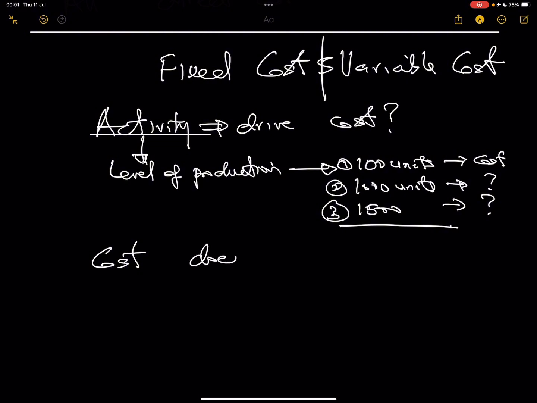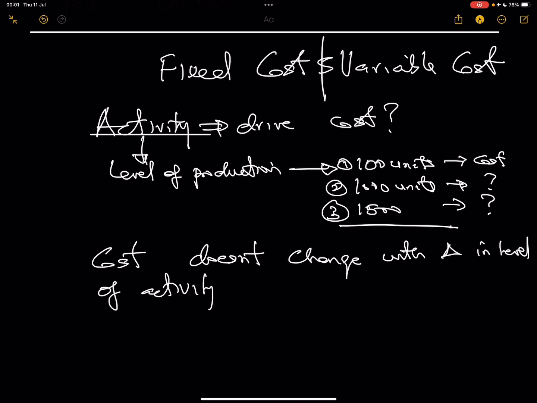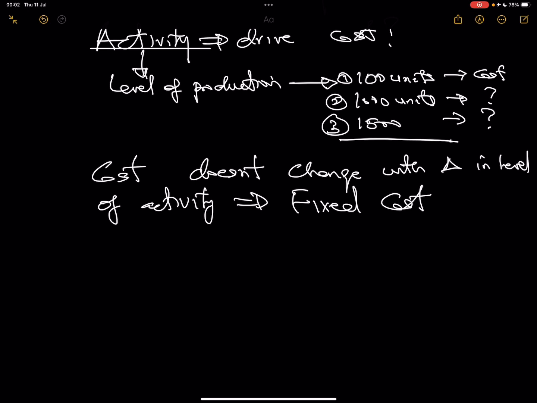that doesn't change with change in level of activity is called your fixed cost. It does not change. Example is your rent. If you're going to rent a 3-bedroom, it's fixed. Whether you have someone staying in 2 rooms or 3 rooms or 1 room, it doesn't change your rent.